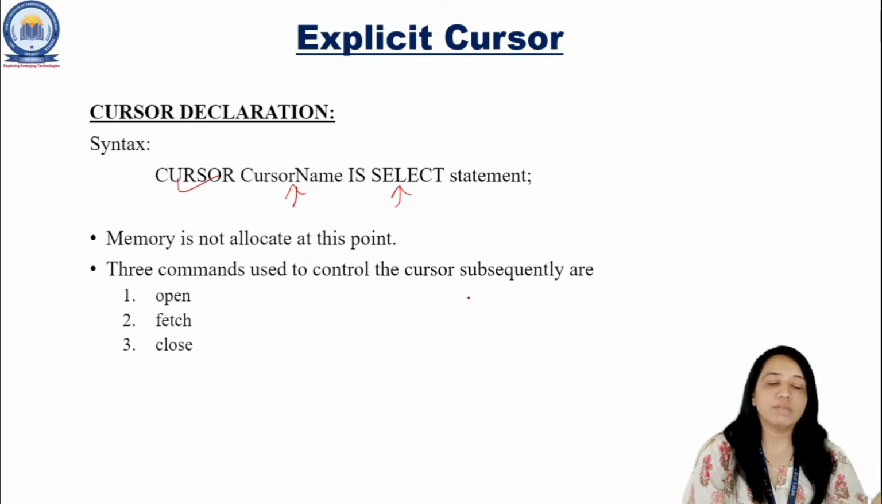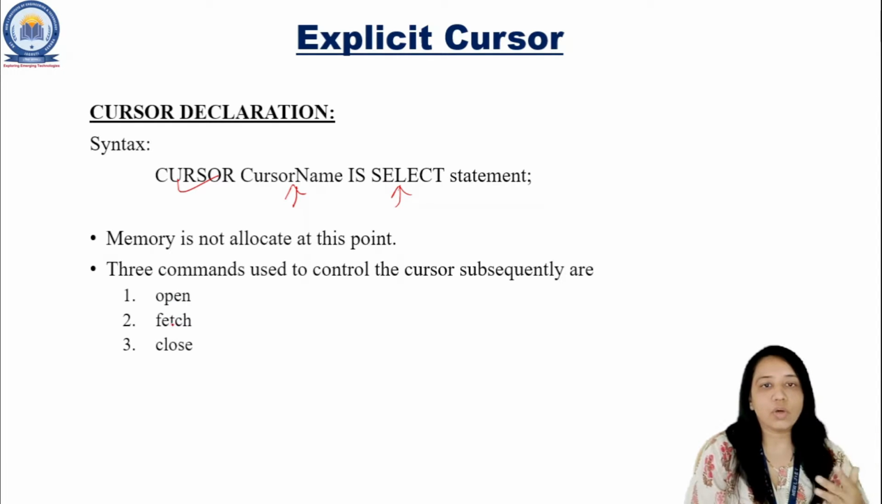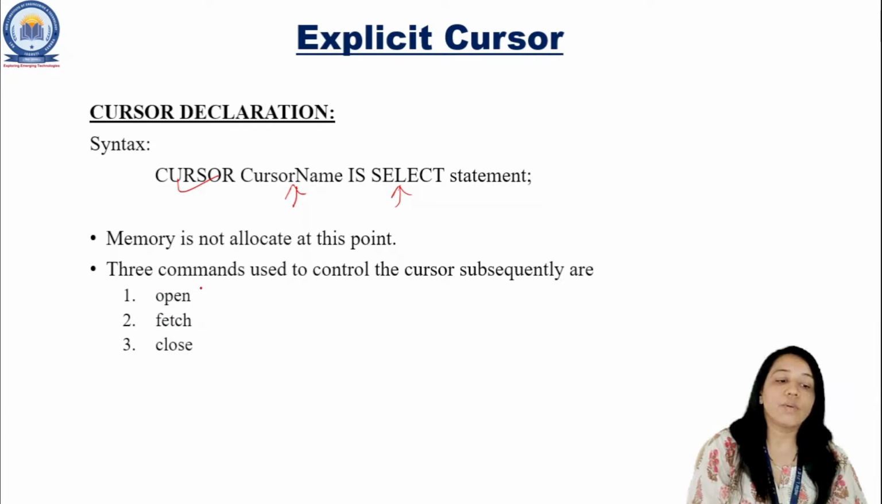The output of this select statement forms an active data set, available at the server side, and the name of that region is our cursor name, whatever is given by the user. At this point memory is not allocated, and the cursor is still not open. So we need to run some commands in sequence. The first is the open command.